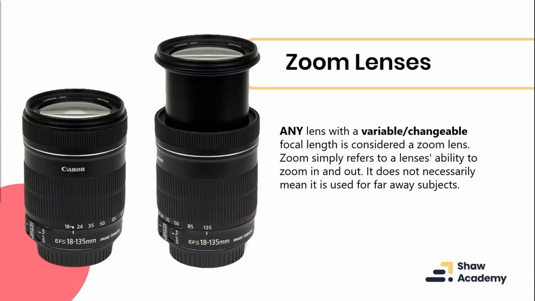Or if I was using a telephoto zoom lens, I could start off still very close to the subject, but I could zoom in and get even closer because I have a telephoto zoom lens. Any lens that has different focal lengths on it, the ability to zoom in and zoom out, is known as a zoom lens.